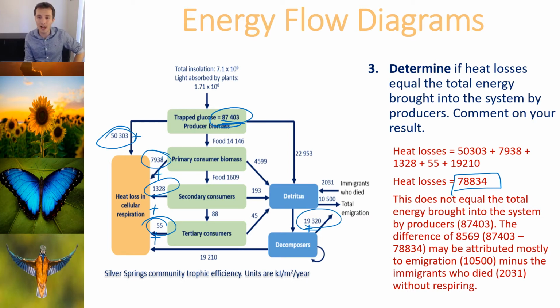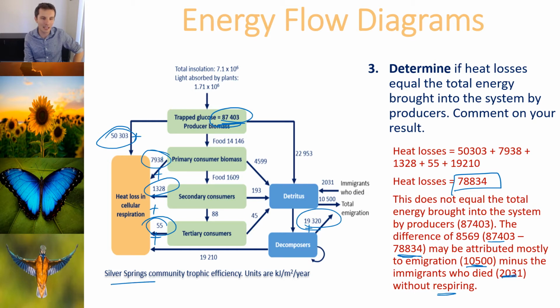So the difference of 8,569, that's found by taking this one minus that one. The amount we should have had minus the amount of heat we do have may actually be attributed mostly to emigration, and minus the immigrants who died without respiring. Because once we actually total that in, you do get a value very close to this here, okay?